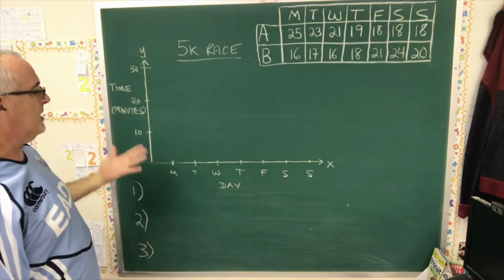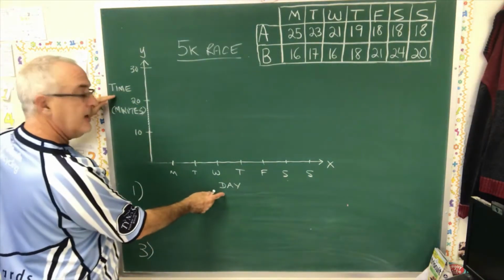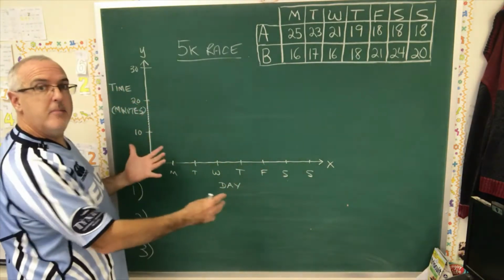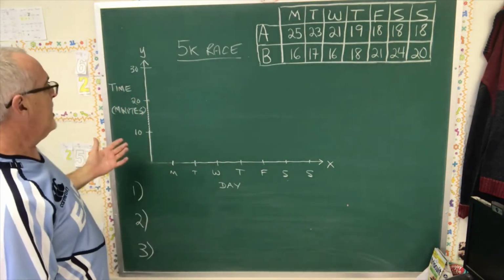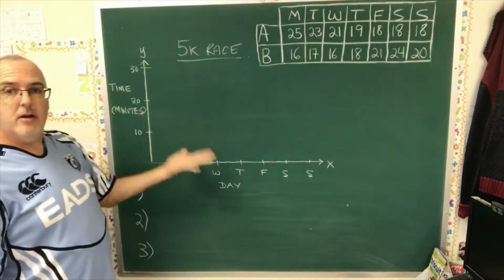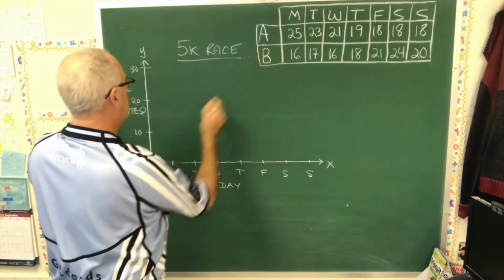Don't forget the title because it will be worth a mark. The labeling of the axes, also worth marks. The scaling of the axes in a way that makes sense, worth marks. Okay, so the broken line graph, we need to get the data on the graph, and we're going to put dots. For A, I'm going to do A first.